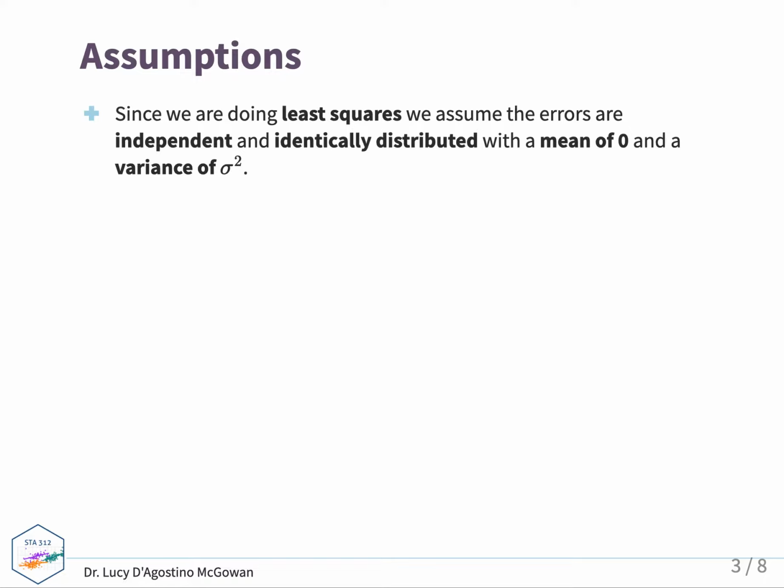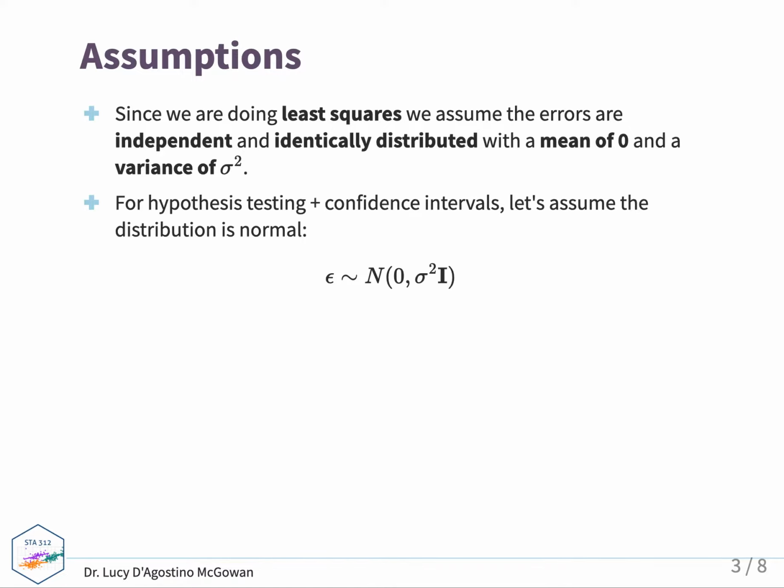So since we're doing least squares, we assume that the errors are independent and identically distributed with a mean of 0 and a variance of sigma squared. So those are assumptions that underpin least squares. Because we'd like to do hypothesis testing and create some confidence intervals, we assume that distribution, so we say that the errors are identically distributed, and we assume that the way that they are distributed is normal. And so we can write it like this: the errors are normally distributed with a mean of 0 and a variance of sigma squared.